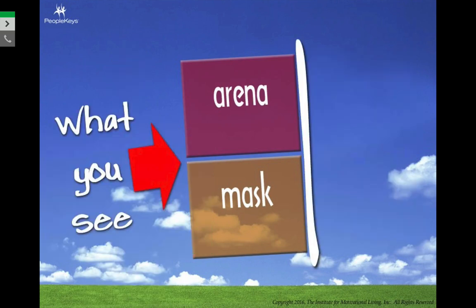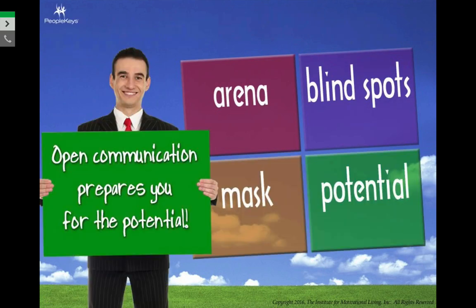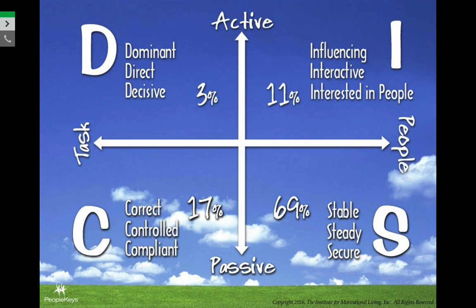And so what you want to know is that what you see is the arena and the mask, open communication and what we hide, the hidden. And then what others are going to see is the arena, open communication, and the blind spots that we're maybe not aware of. Your goal is to be in open communication, because when you're in open communication, it prepares you for the potential, the unknown. I just wanted to throw in that trust model with you.